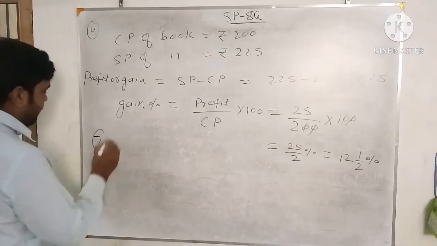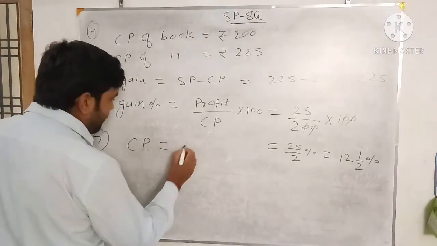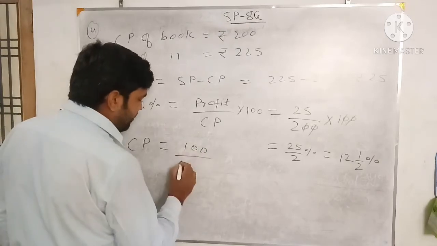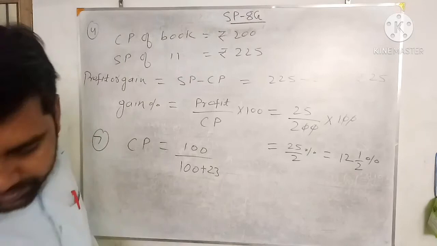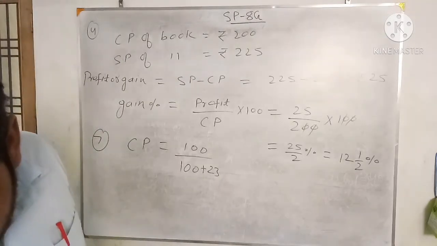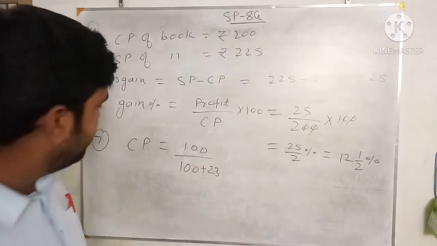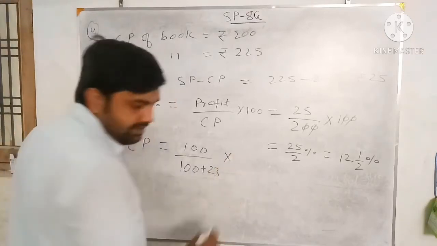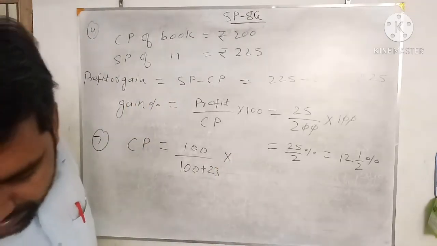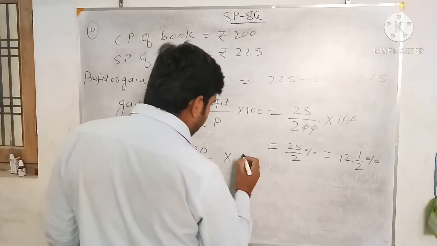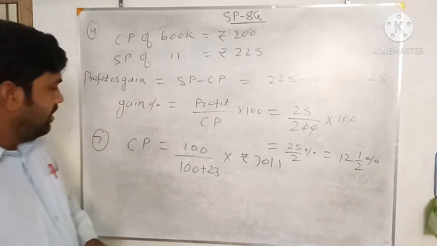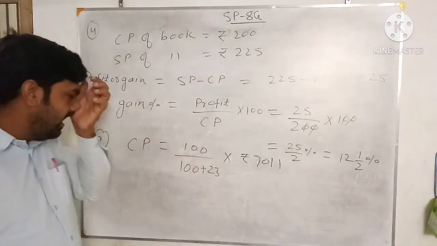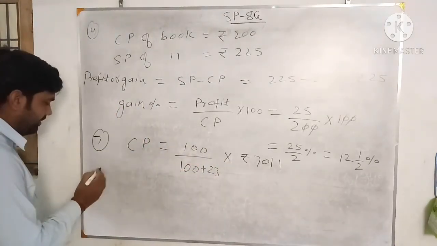In question number 7, what do you use? CP is equal to 100 upon 100 plus profit percent, which is given as 23, since he has raised the price 23%, into selling price, and the selling price is given, 7011 rupees. Using this you solve it, you will get the answer, the cost price. Now see the question number 8.